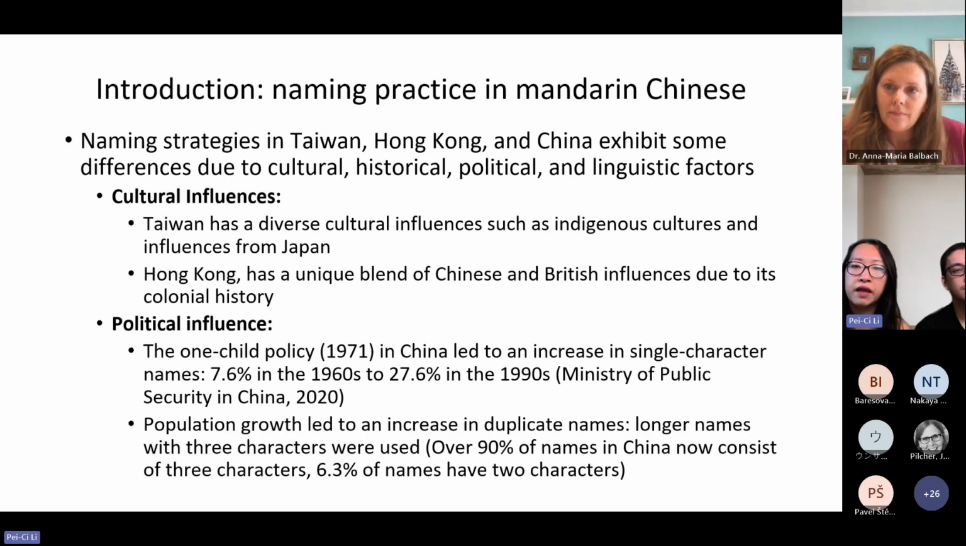And this resulted in an increase of single character names, rising from 7.6% in the 1960s to 27.6% in the 1990s. However, population growth later led to an increase in duplicate names, causing longer 2-character given names to regain popularity. And currently, over 90% of names in China consist of 2 characters, while only 6.3% of given names have 1 character.